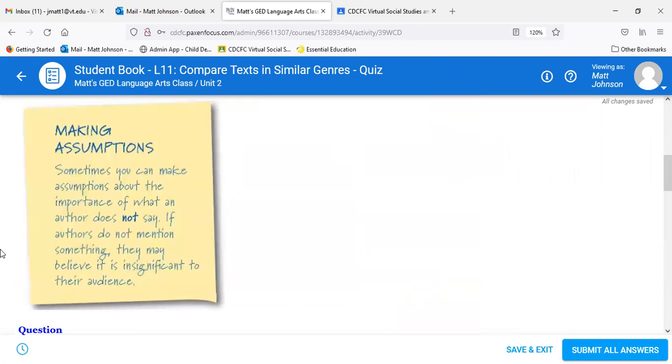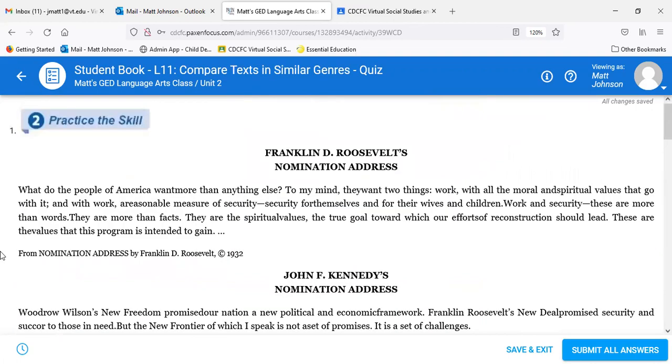If we look back at Roosevelt again, Roosevelt's kind of stressing that this can be done. So there's hope there.